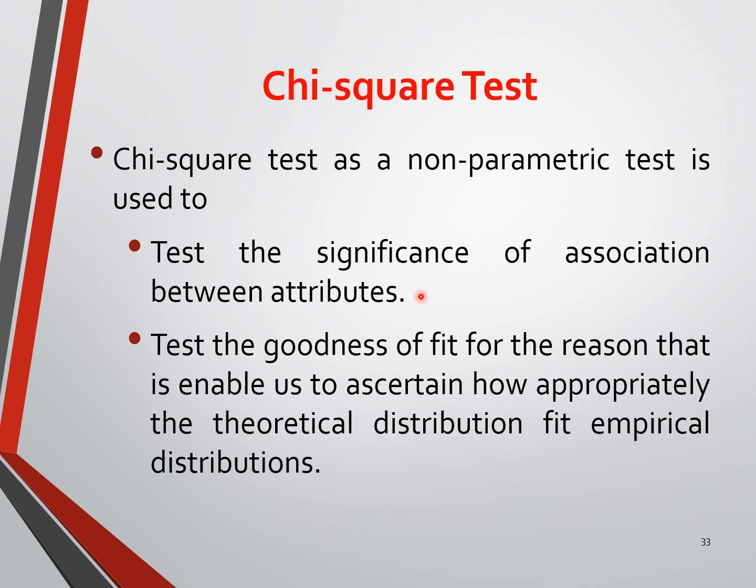I say that in the case of beauty contests, two or three judges are there, and every judge gives the ranking based on their own parameters, based on their own understanding. So judges are using their attributes. For that purpose, chi-square is used to ascertain how appropriately the theoretical distribution fits.